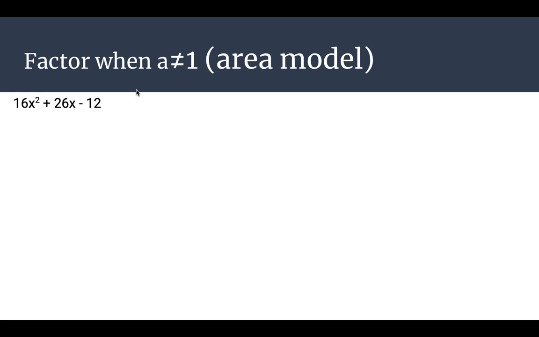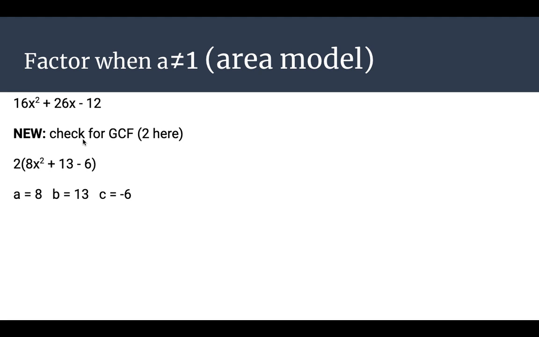Okay, I think I have one more. So this one looks a bit more complicated, doesn't it? So we've got 16x squared plus 26x minus 12. Well, first we check for our greatest common factor that can come out of all 3 terms. We can take a 2 out of all of them. That's the biggest number that can go into all of those numbers. So let's take that 2 out front. And now we're going to factor this guy. It still looks kind of complicated, but don't worry, we've got this because we know the steps.